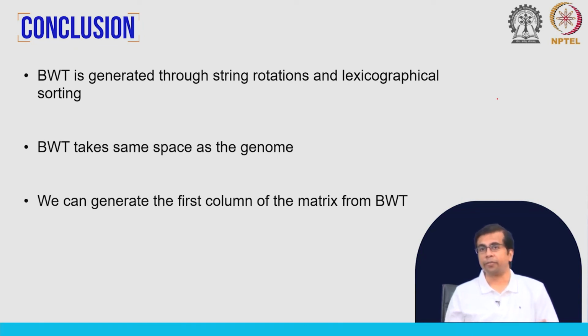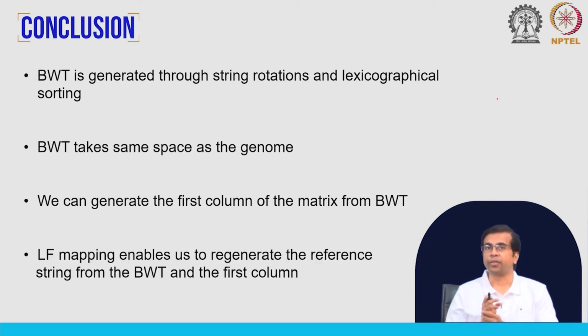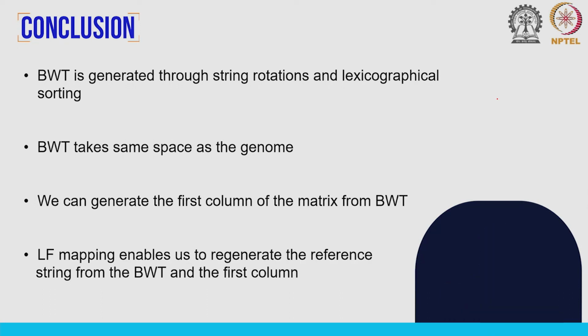And this Burrows-Wheeler transform actually has very interesting properties. One is we can generate the first column of the matrix from the BWT. If you take the BWT, you can simply sort it lexicographically, and that will give the first column. And we have seen a property called last-first mapping, and utilizing this BWT with the first column and the LF mapping, we can generate the reference sequence. We will keep this in mind, and in the next class we will see how we can utilize this information, this BWT, the LF mapping, etc., to actually map reads against the reference sequence in an efficient manner.